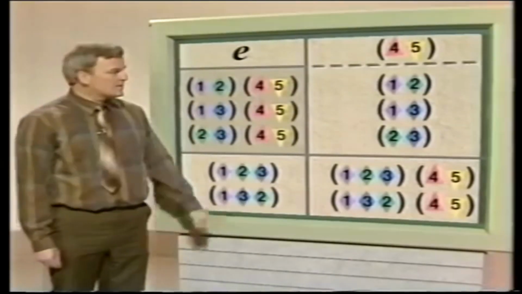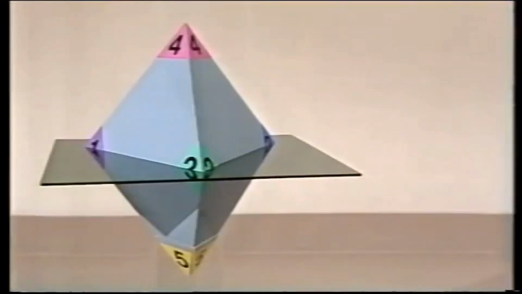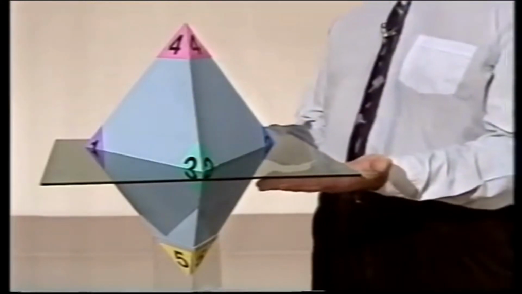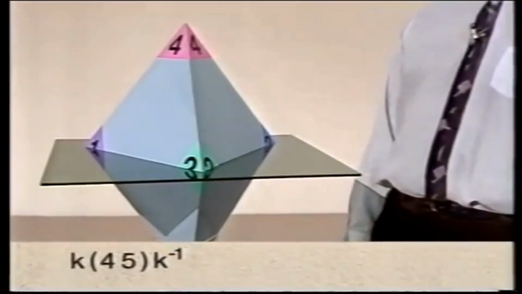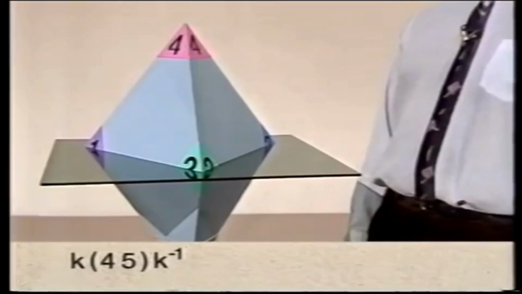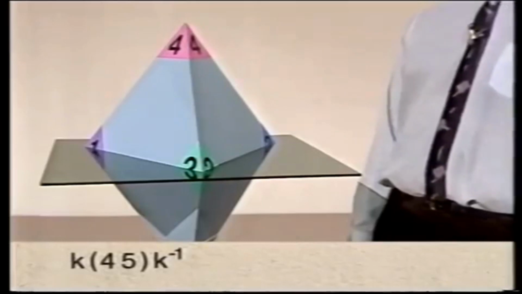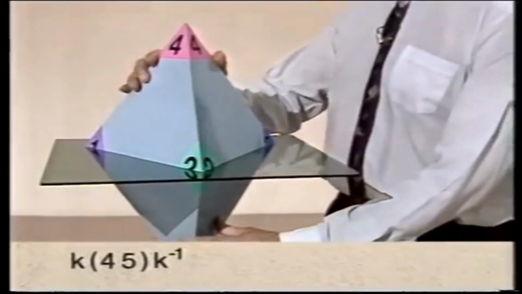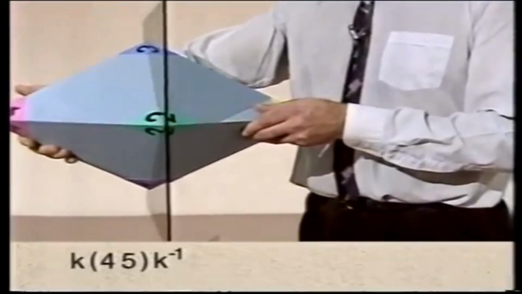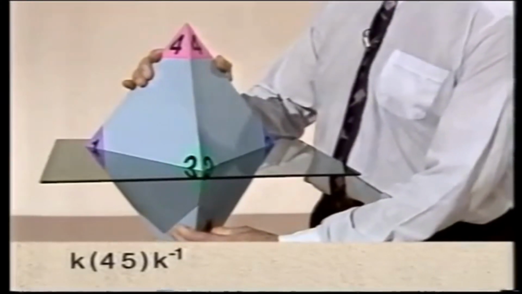Let's now move straight away to the 4 transpositions. Is 4-5 really in a class of its own? Well, 4-5 represents reflection in the horizontal plane, so it fixes all the points of this plane. So any conjugate of 4-5 by a symmetry K will fix K of this plane. That is, it'll fix another plane, and so it'll be a reflection. But which one? Well, there's no symmetry K which maps this horizontal plane to a vertical plane.